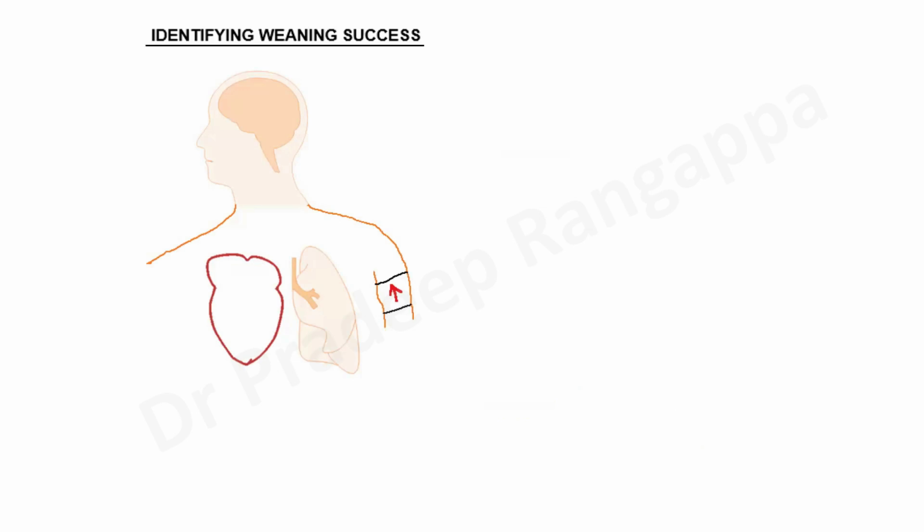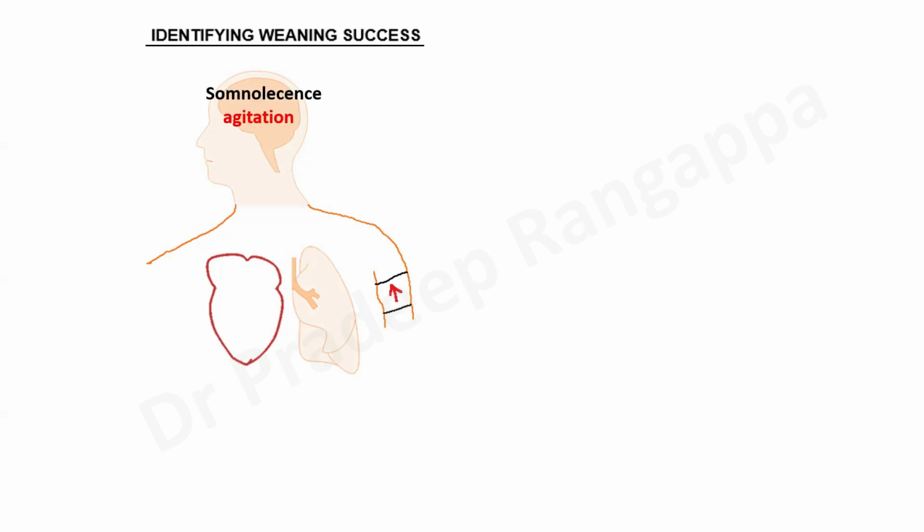So how do we identify weaning success? I have put it pictorially, so keep this picture in mind. Even in exams, the weaning process or difficulty in weaning can be a question. So you can even use diagrams to represent your conceptual understanding of this whole weaning process.